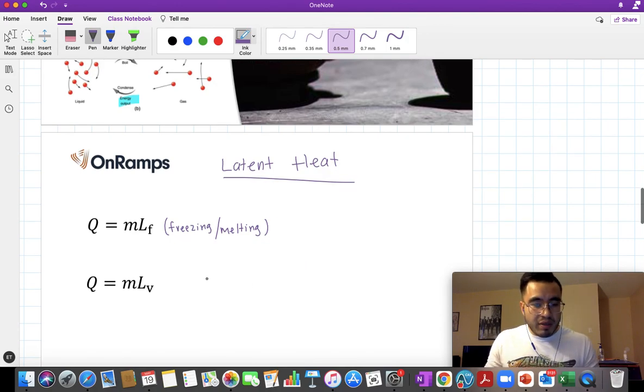And then for latent heat of vaporization, this one will be for boiling. No, sorry, not boiling. We're evaporating, turning into a gas, and condensation.